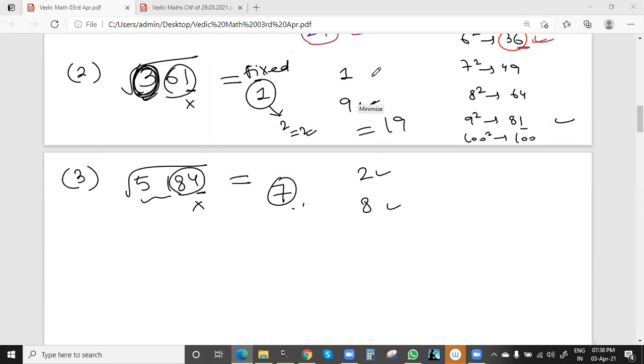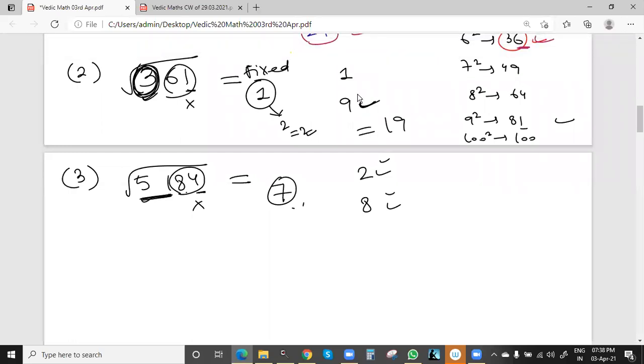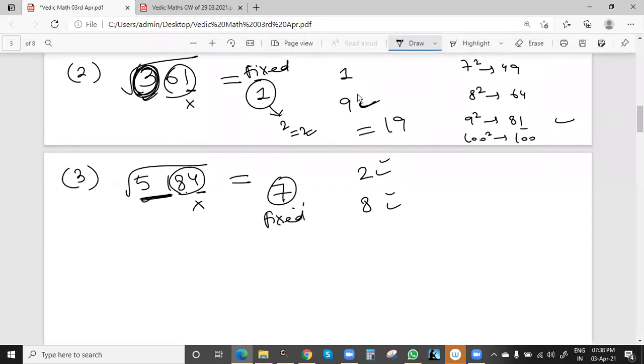Correct. So we got this number ending with 4. 2 square is 4 and 8 square is 64. So 2 and 8 will come, and we ignore the last two digits and focus on 51, the remaining value. 51 gives 7 because 7 square is 49, less than 51. So 7 is fixed. Now we have to choose from 2 and 8.